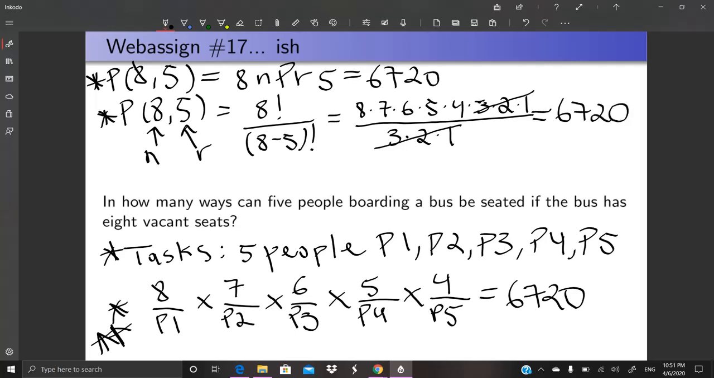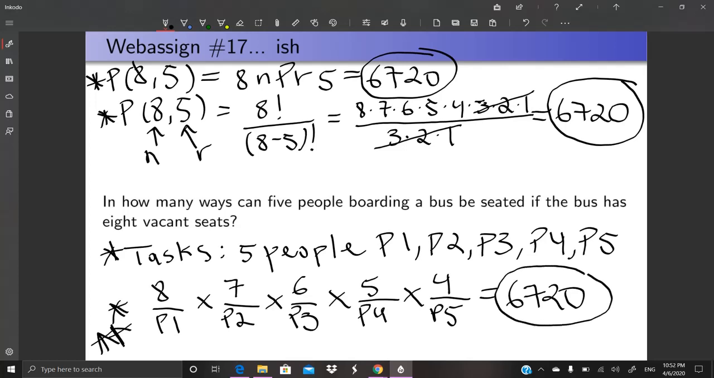So this problem right here, you can do it 3 different ways. You can just plug the numbers into the calculator, done. You can use the formula if you remember it, n factorial over (n minus r) factorial, or you can use the multiplication principle. So either way, you get the same answer, 6720. So there are 6,720 ways that 5 people can take up 8 seats on a bus. All right, so keep that in mind. So this is an example using permutations because the order matters.